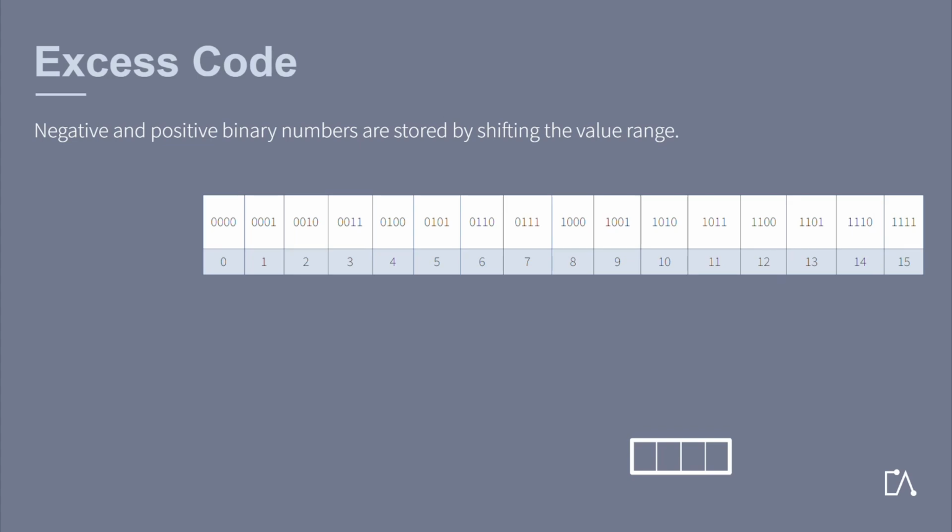The first line shows all 16 memory entries. The second line indicates how this memory entry is interpreted. By default, the entries are interpreted as binary numbers from 0 to 15.